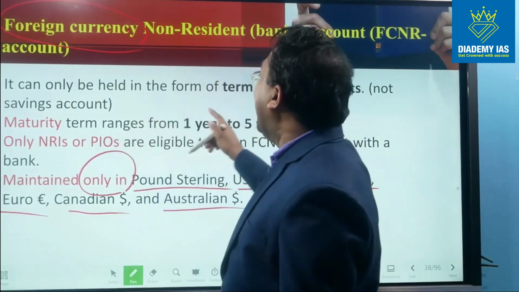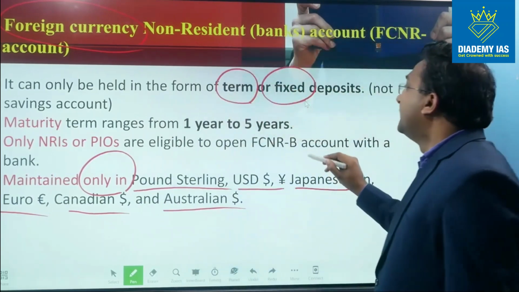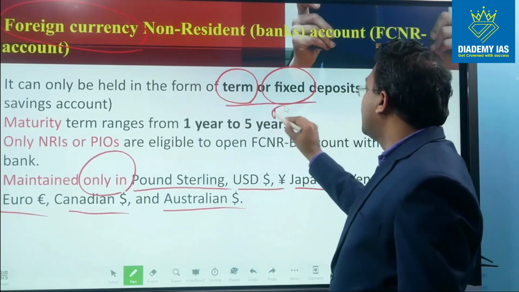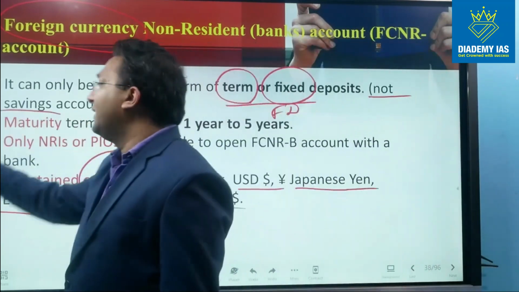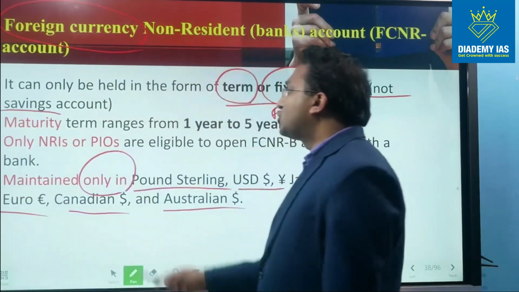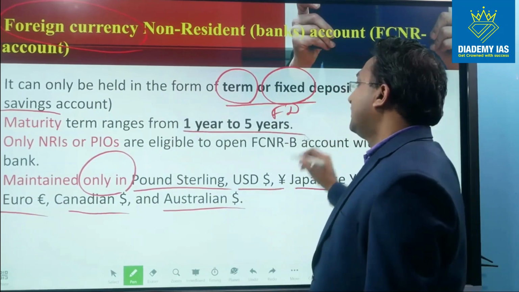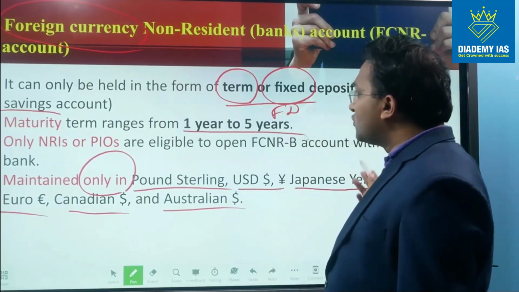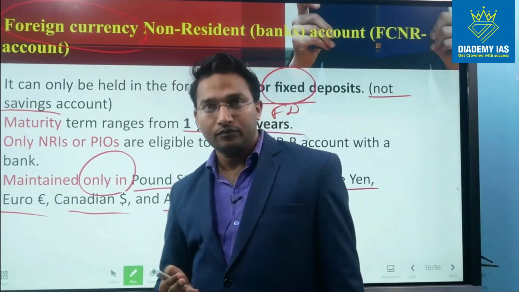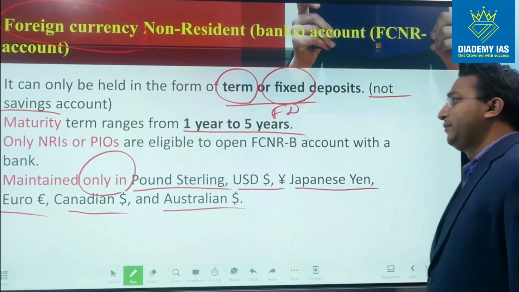It can only be held in the form of a term or fixed deposit. So it can be held only as a term deposit or FD, not a saving account. It cannot be held in the form of a saving account. The maturity term ranges from 1 year to 5 years. Any fixed or term deposit has some maturity, and this maturity ranges from 1 year to 5 years.